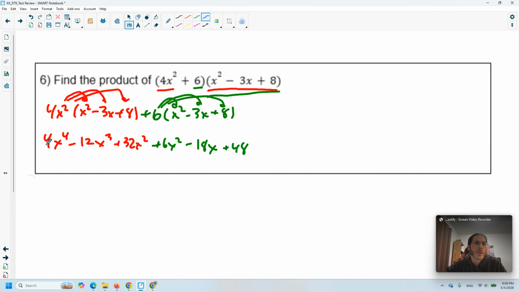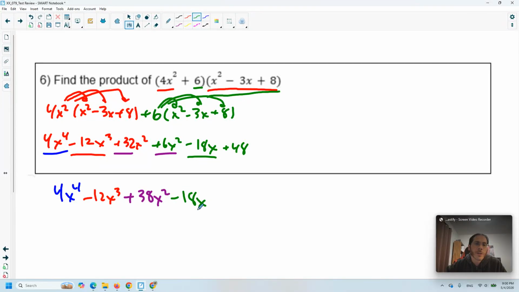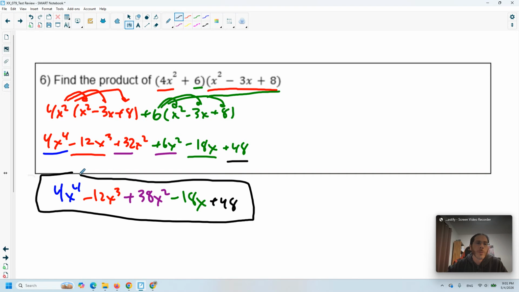So we'll find all of the like terms again. So I got x to the fourth first. I have only one x to the third, so that's going to go next. I do have a couple x squareds, though, so I can add those up. So I can combine those as like terms. So 32 plus 6 is 38. I only have one regular x, and then my pure number, I only have one of those. So there's my answer. So if I want, I can multiply that out with the double distributive property.